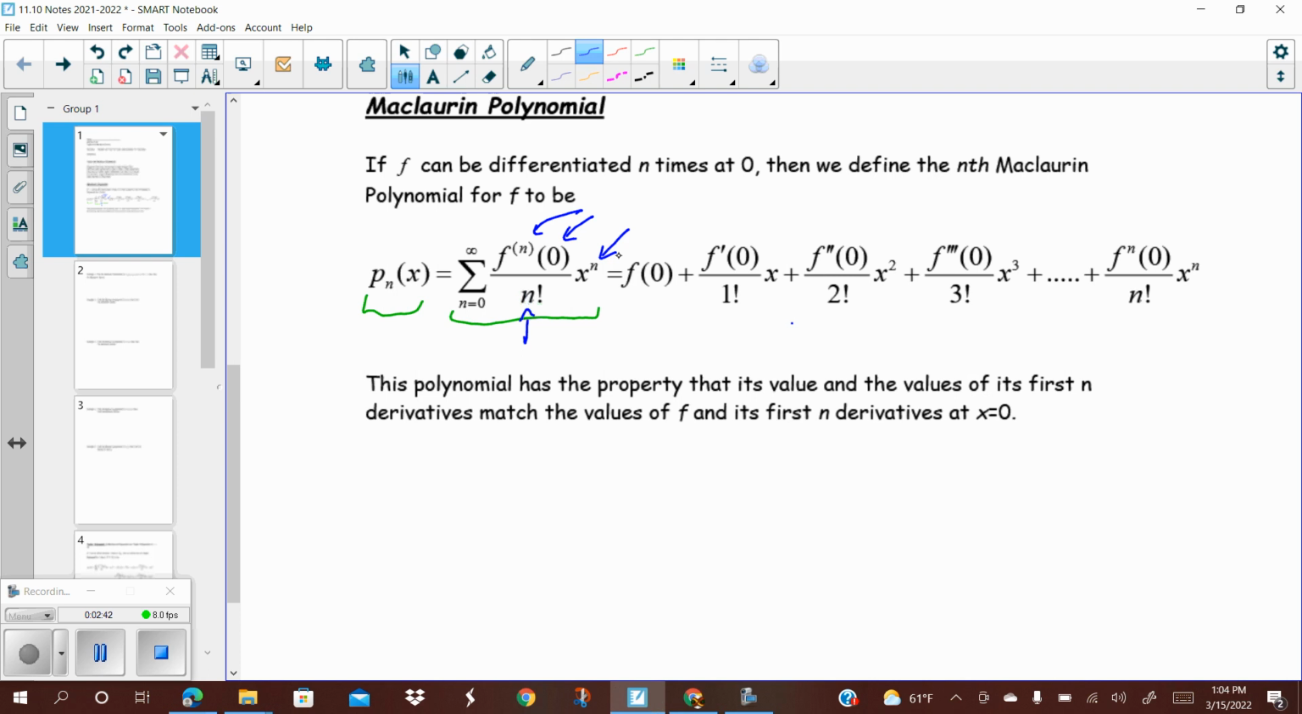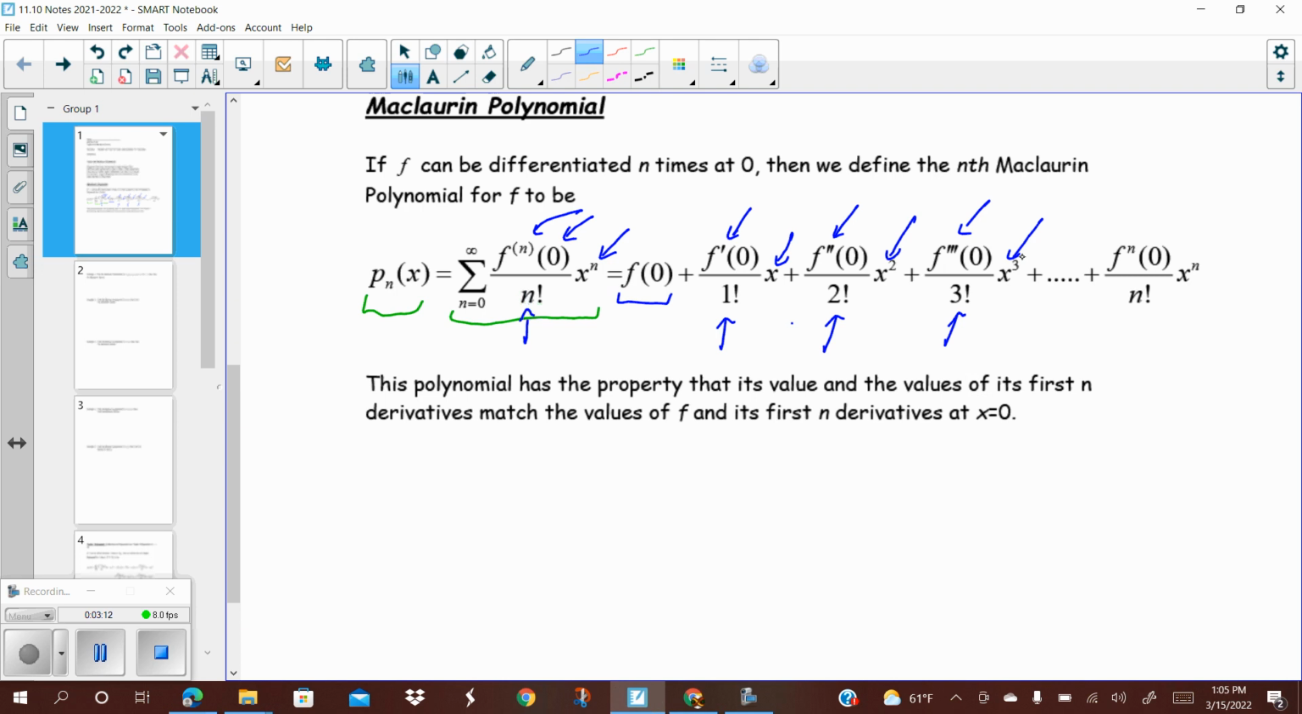And then when you start writing it out term by term, the first value is going to be the original function evaluated at 0. Then it's the first derivative over 1 factorial times x to the first. The second derivative over 2 factorial times x squared. Third derivative over 3 factorial times x cubed, and so on. So you can hopefully start seeing the pattern there.